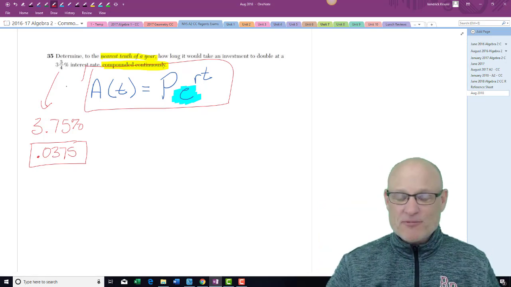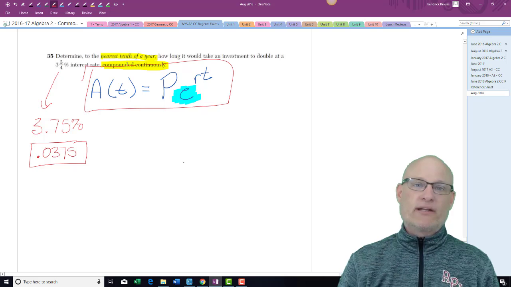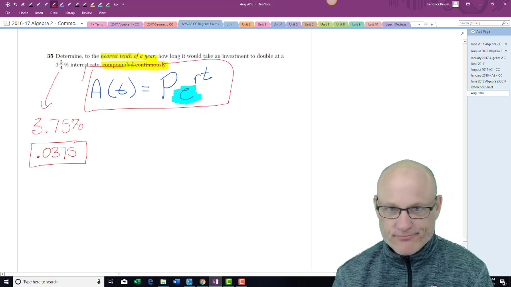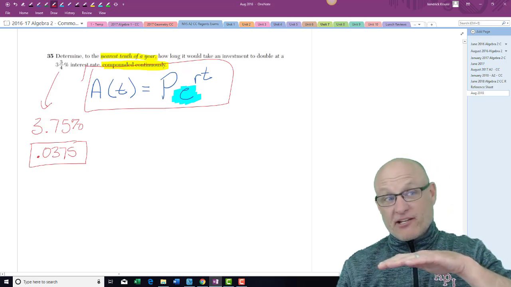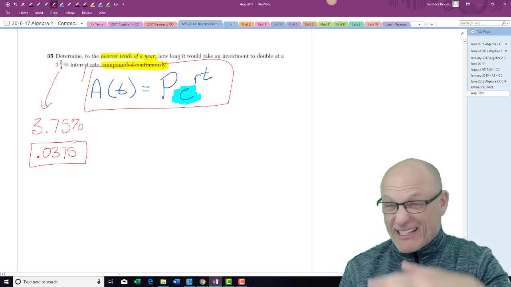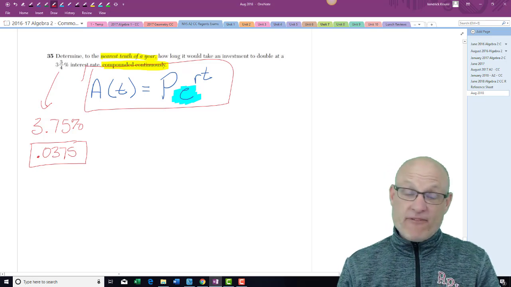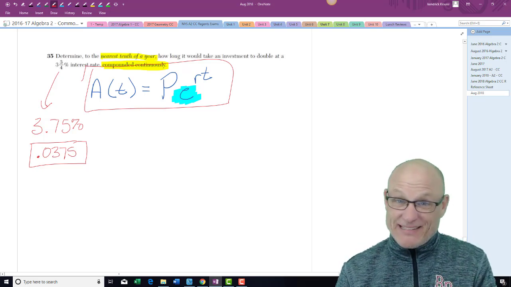The problem's over with. This problem's so ridiculous. Oh, wait a second. There's one other trick. And this is what always gets kids, and I forgot about this problem. So let me take this back. This problem is really easy mathematically. Very difficult to put all the pieces together.